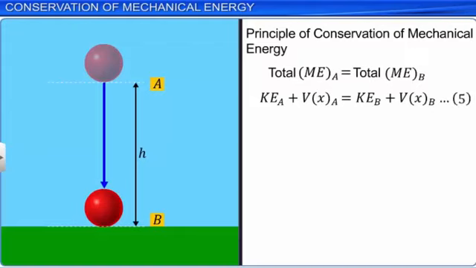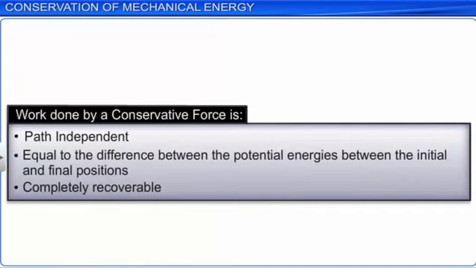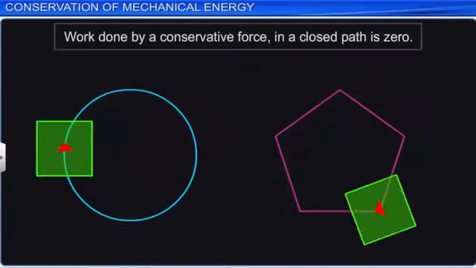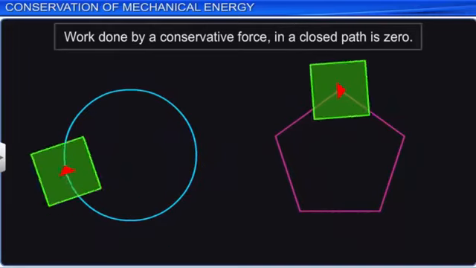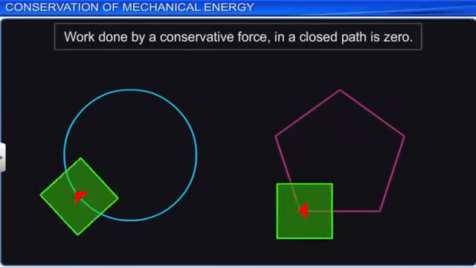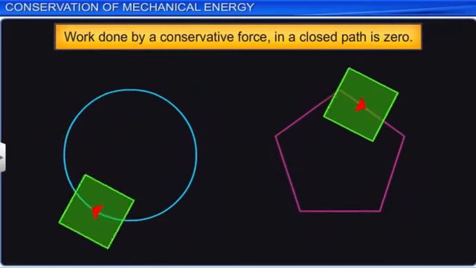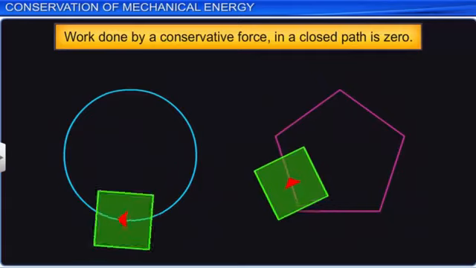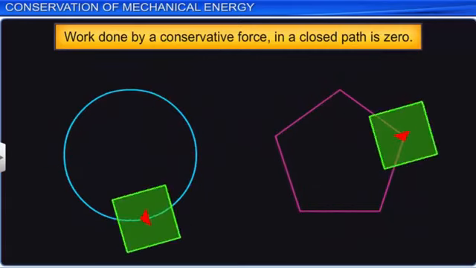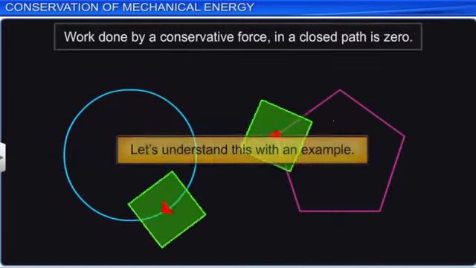From the above discussion, we observe that work done by a conservative force is path independent. It is equal to the difference between the potential energies of the initial and final positions, and is completely recoverable. Also, as the work done by a conservative force depends on the initial and final position, we can say that work done by a conservative force in a closed path is 0, as the initial and final positions in a closed path are the same. Let's understand this with an example.